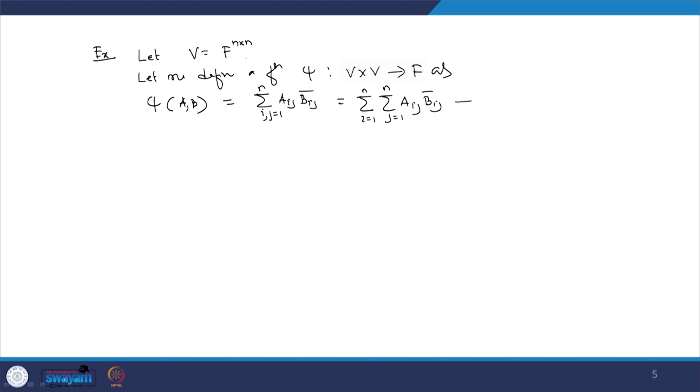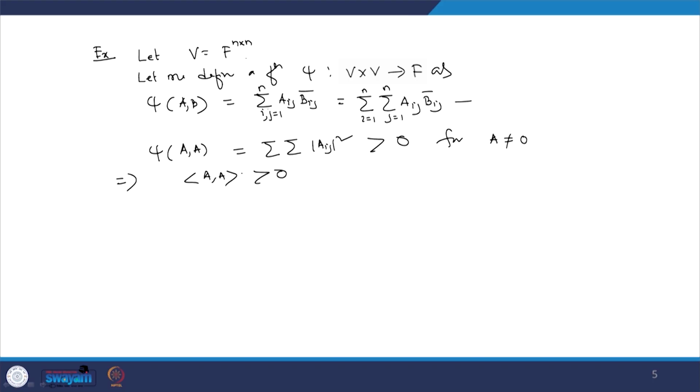We can quickly show that this function psi also introduces an inner product over the space V. We have psi of A comma A for a non-zero matrix A equal to sigma sigma mod of Aij whole square, which is strictly greater than 0 for A not equal to 0. So this implies the inner product of A and A is strictly greater than 0.